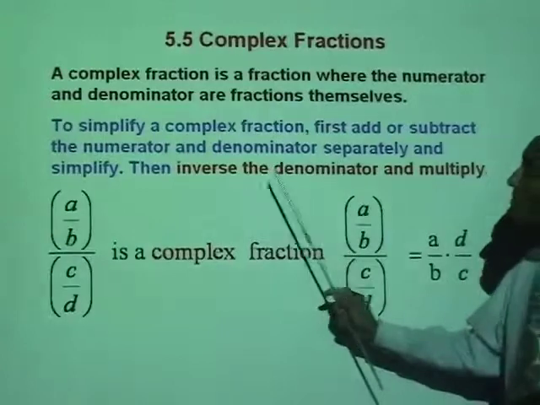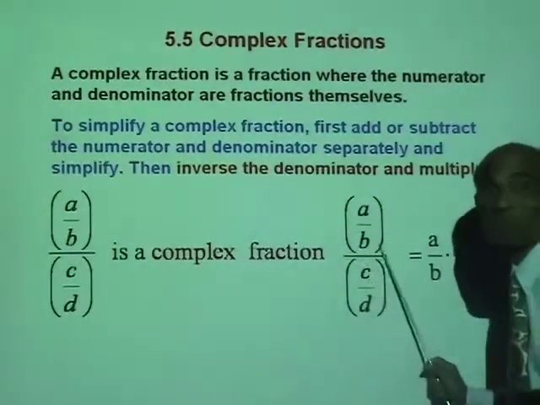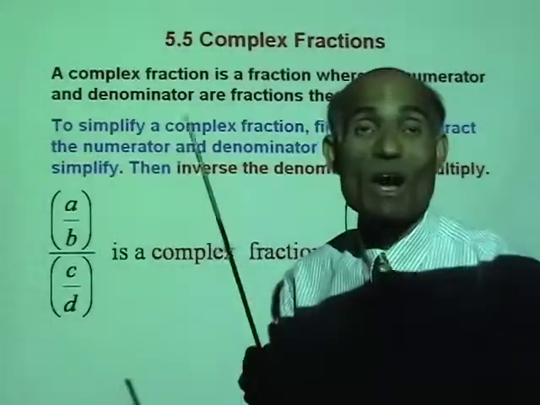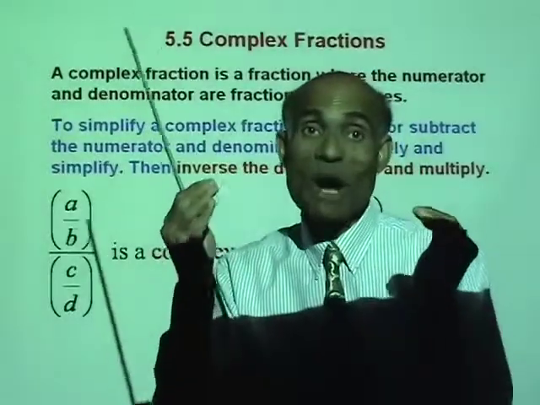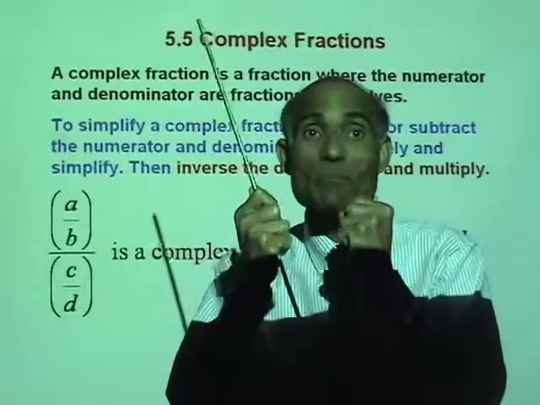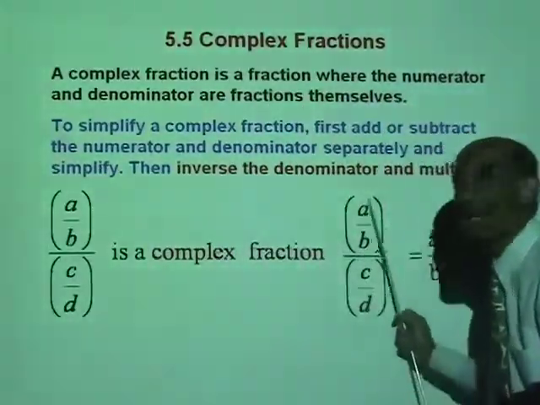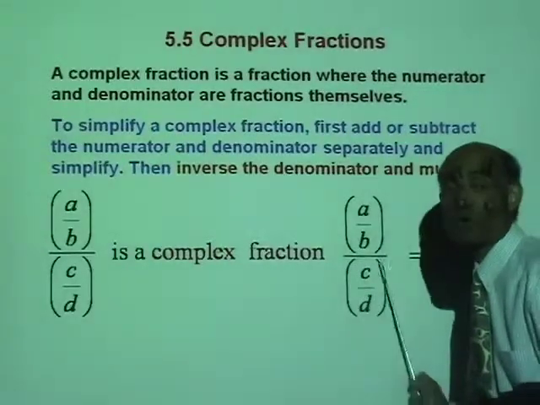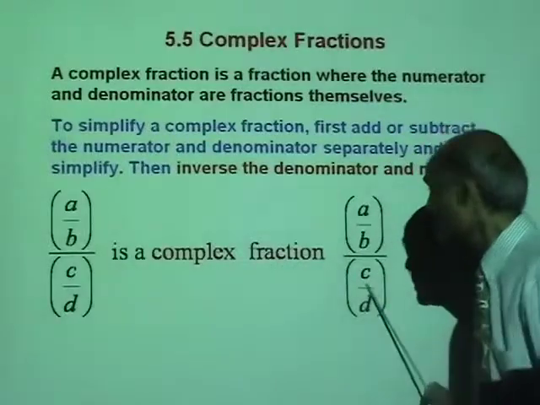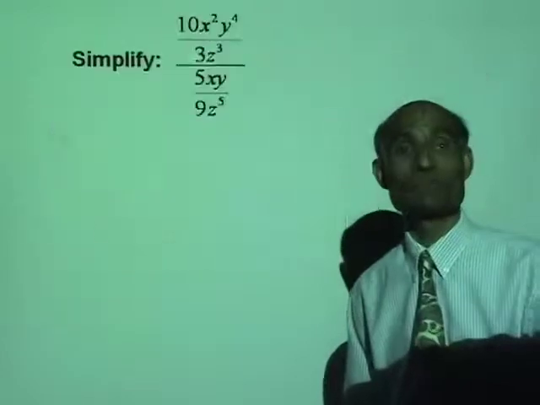Alright, so what is the first thing to do? Make the numerator a simple fraction like this. In other words, if there is more than one term on the numerator, you need to add them together and make it one term. The numerator must be a single term and the denominator also must be a single term, and then invert the denominator and multiply. That's what we're going to do.